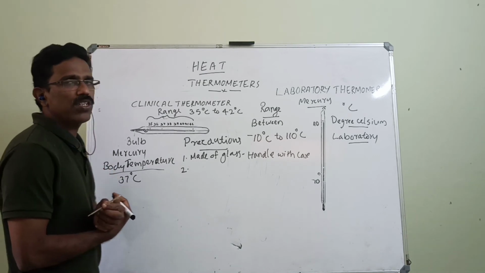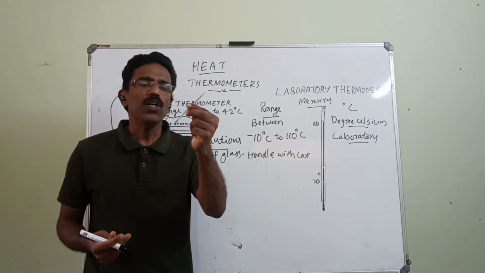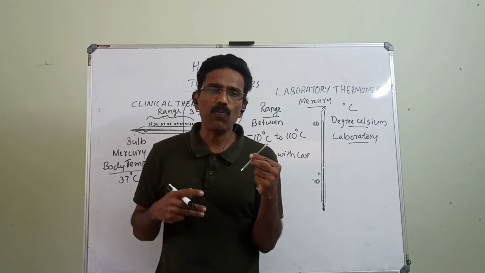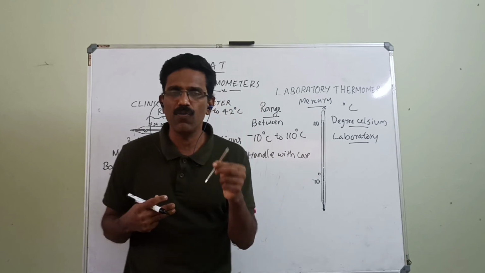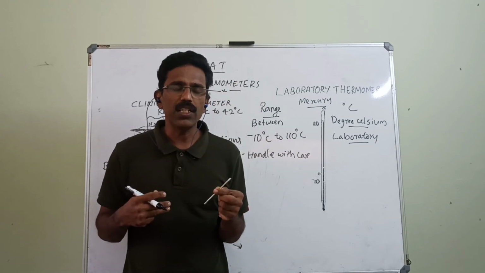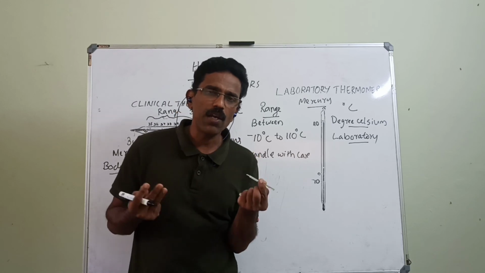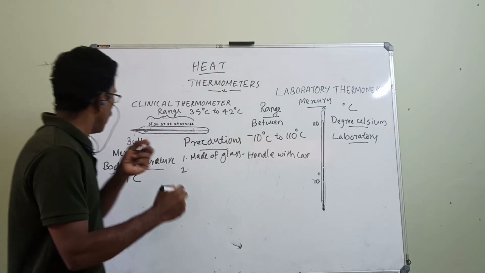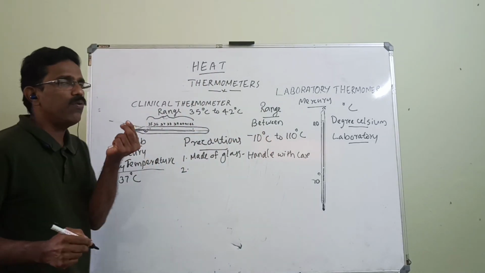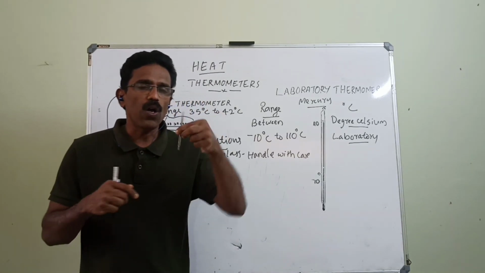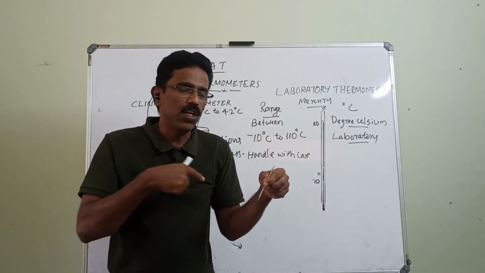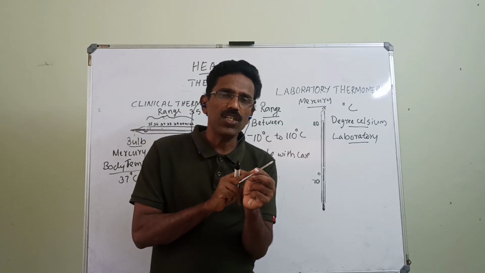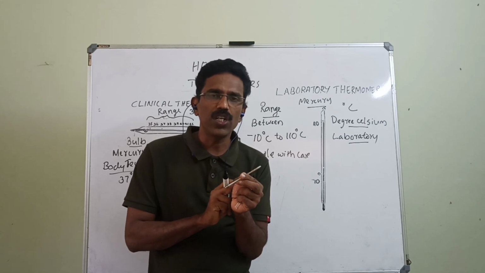The next precaution is that a clinical thermometer is used to measure our body temperature, and we use the thermometer for measuring the temperature of many patients. How are we taking the measurement? We are taking the measurement by keeping the bulb of the thermometer under the tongue or in between our hands. So before and after use, you have to wash it well with antiseptic solution.